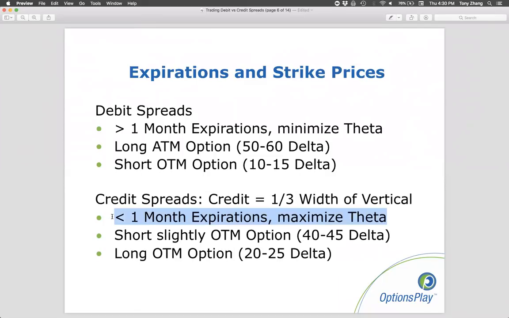That's the crux of where we see a lot of credit spreads traded. And you generally want to sell a slightly out-of-the-money call option to start with. So roughly a 40-45 delta is a good place to start on the short leg, and then the long leg is usually somewhere around a 20 to 25 delta.